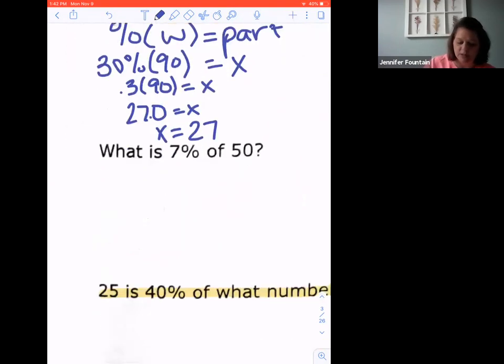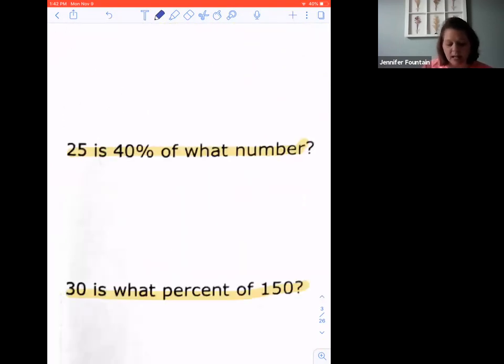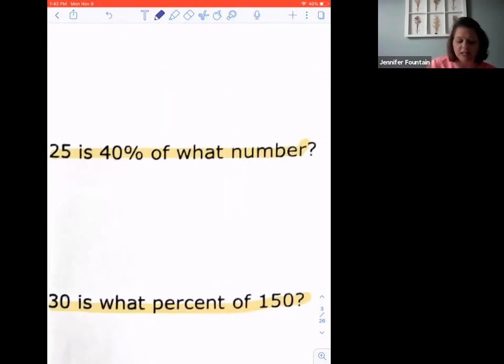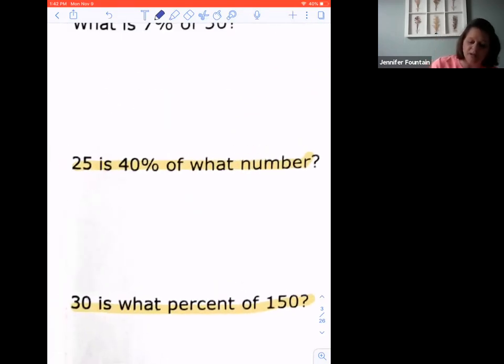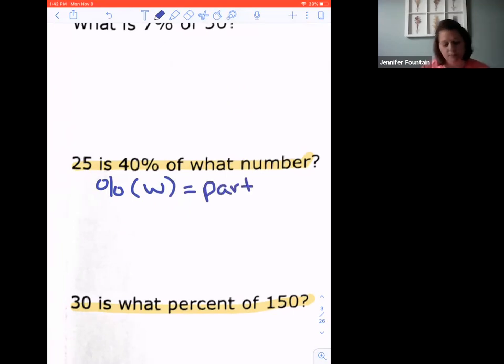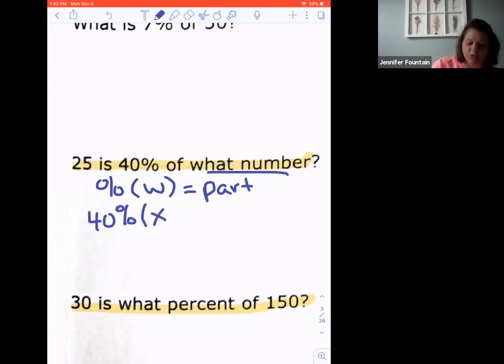Let's move on down here to the next one that I've got highlighted. 25 is 40% of what number? So percent times whole equals part. I have a percent of what number, which tells me that I do not have my whole number. So I'm going to let X be that variable, and that's going to equal 25.